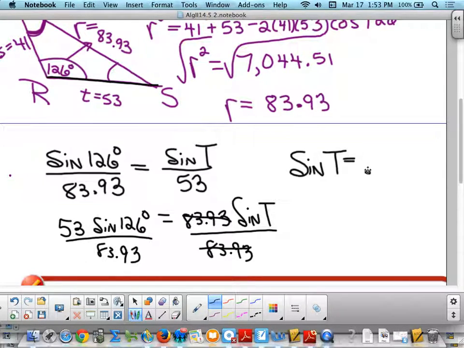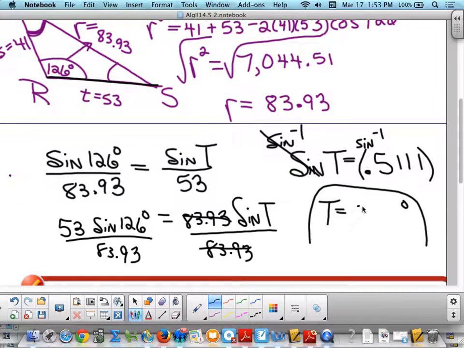It's 0.5111. Inverse sine of that is going to get you the answer. So T equals inverse sine of that ratio. Inverse sine knocks out sine. What is it? 30.7 degrees is what it was.